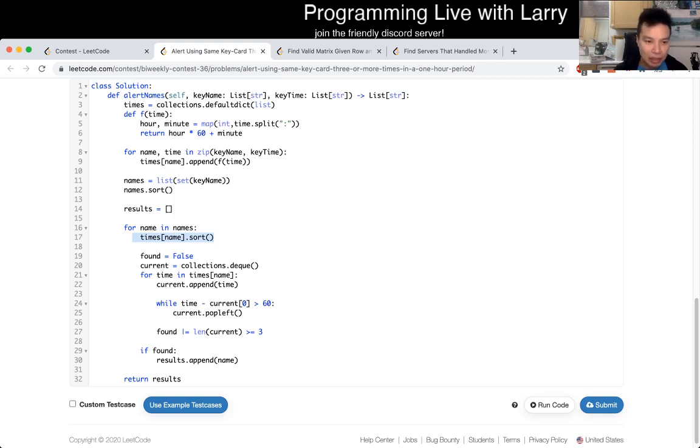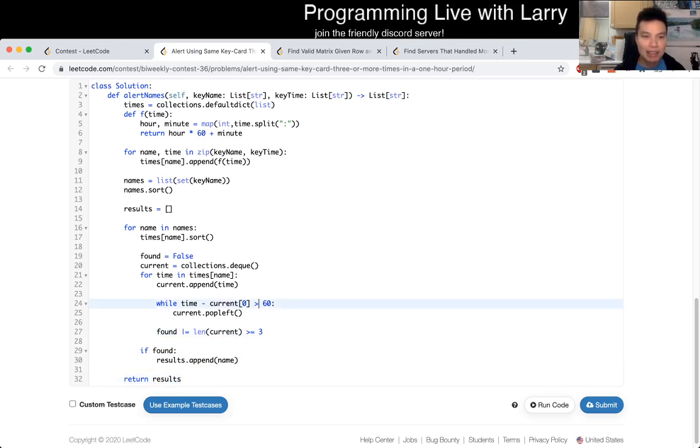We do the sliding window here, where we keep on popping things off if the last element added is not within the hour, and then we pop left, and then we check whether any time we use the key card 3 or more times, and if it's found, then we append the name, because that means that person used the key card 3 or more times in an hour, and then you just return the result.